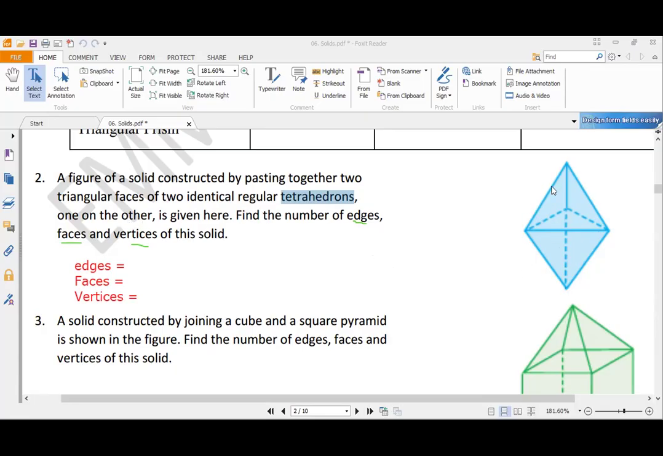So we have this solid now. This total solid is made by pasting two regular tetrahedrons upside down. In the top you have one regular tetrahedron, and in the below you have another regular tetrahedron. So you have to count the vertices, edges, and faces. It looks very hard.